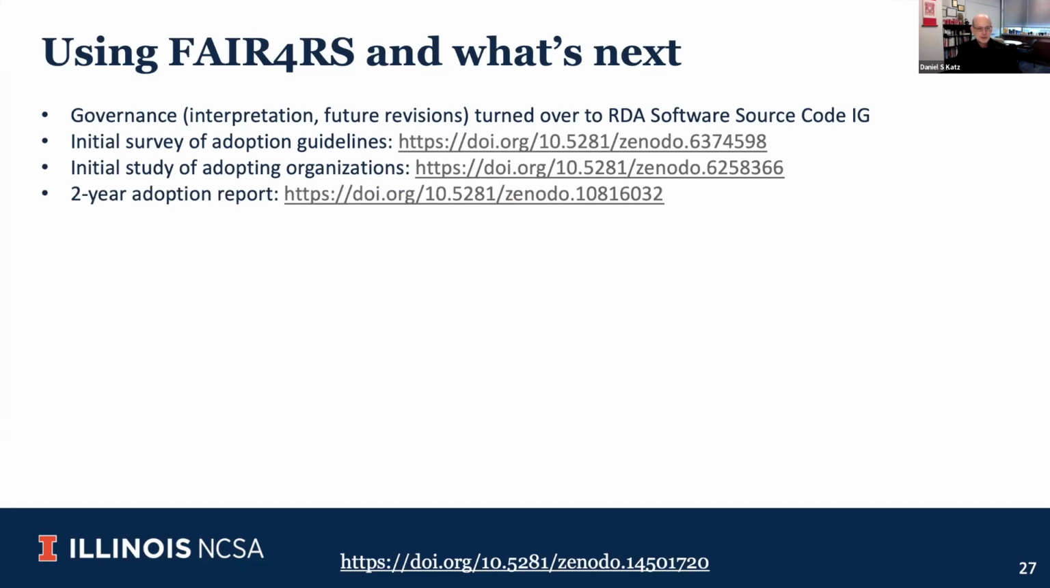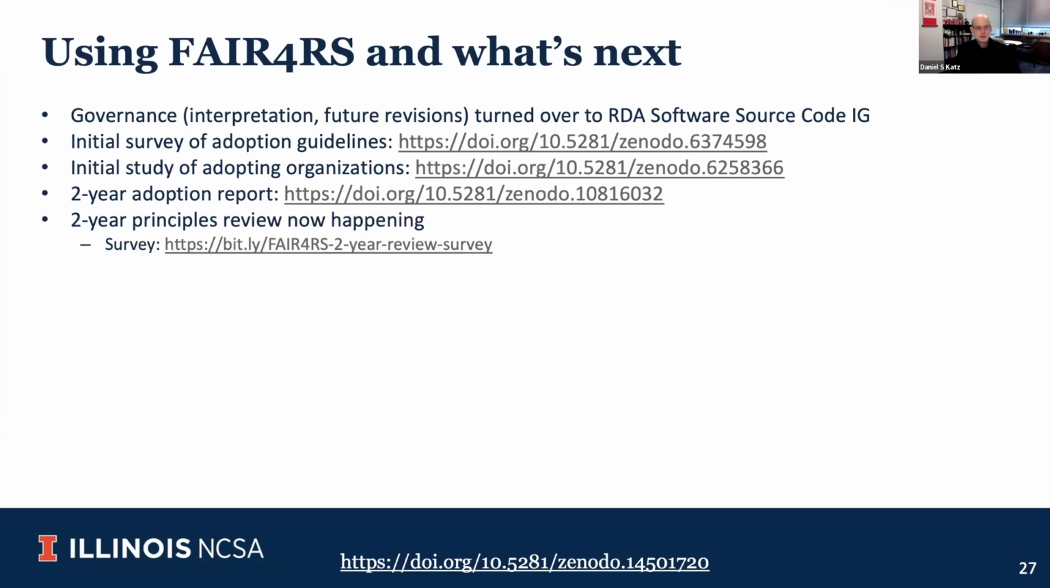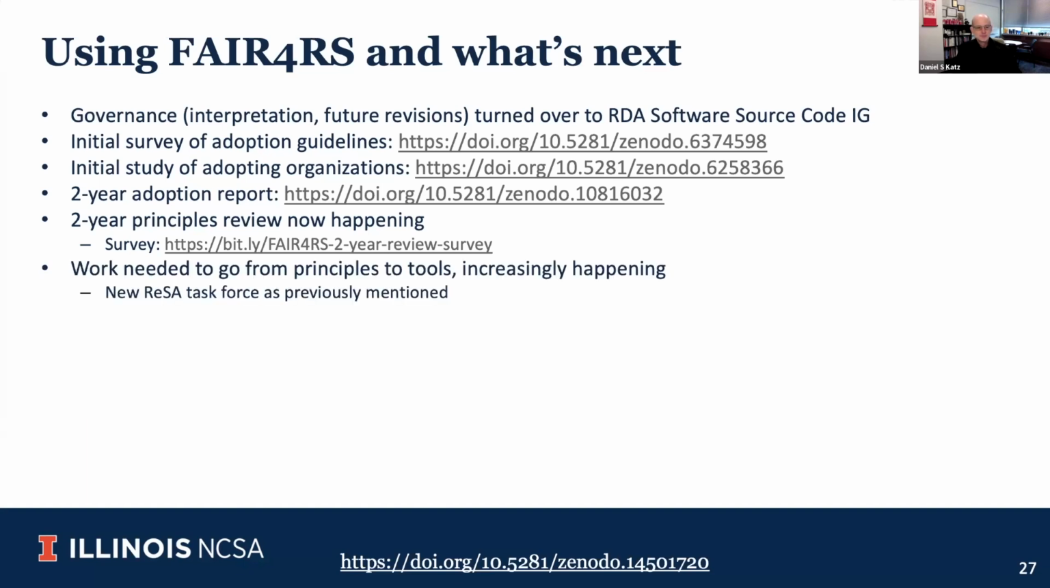Two years in, this year, we did a 2-year adoption report, and we also are now doing a 2-year principles review. And there's a survey that's available, and if you are using the FAIR principles or you've looked at them and decided not to use them, we'd be really interested in your feedback about what's been good, what's been bad, what's been easy, what's been hard, things like that. The survey will be open at least through the end of February, and then in March we'll review it and try to figure out what to do next, which could include updating the principles or creating additional documentation around them. But if nothing else, we'll include deciding when to do another review.